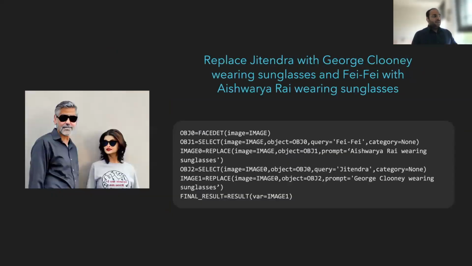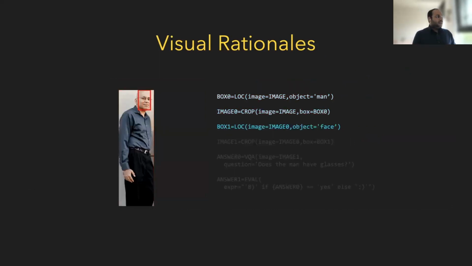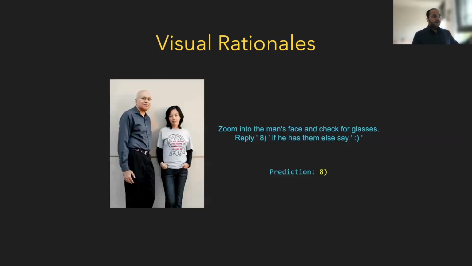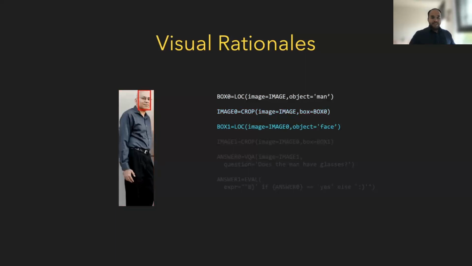You can also do face replacements. You can say replace Jitendra with George Clooney wearing sunglasses and Fei-Fei with Aishwarya Rai wearing sunglasses, who is an Indian actress. And it has no problem doing it using a combination of face detection, selection using CLIP, replacing using Stable Diffusion, and then doing that again for the other person. And here's the visual rationale that I was talking about. So this is the generated program, and then we are stepping through the execution trace of that program. So you can see exactly what happens in every step.